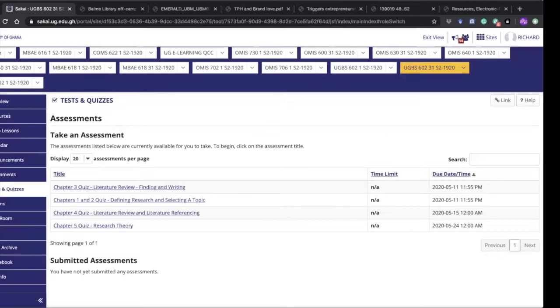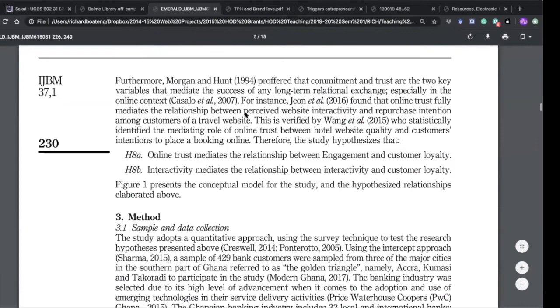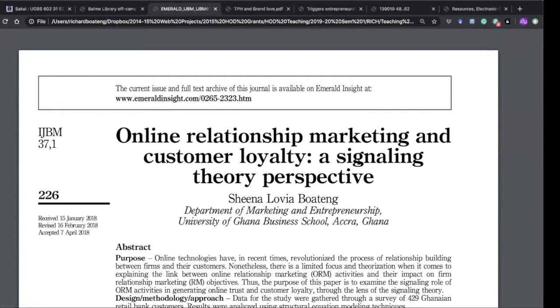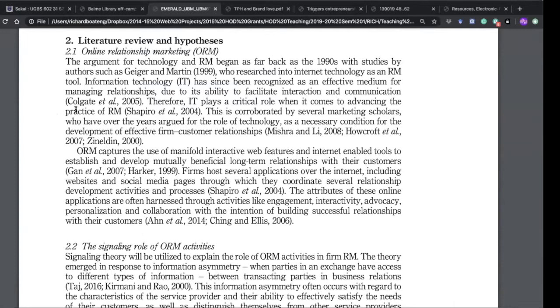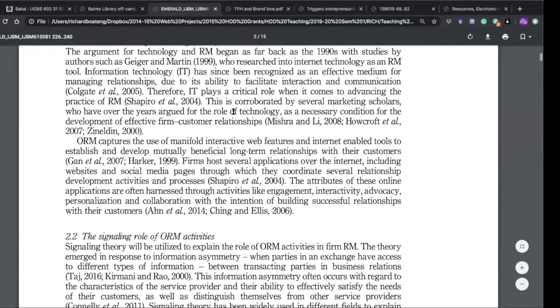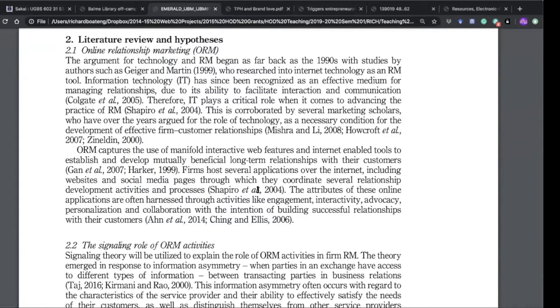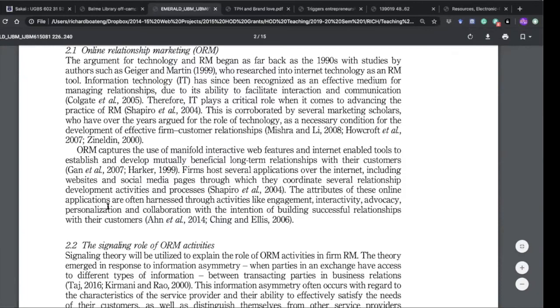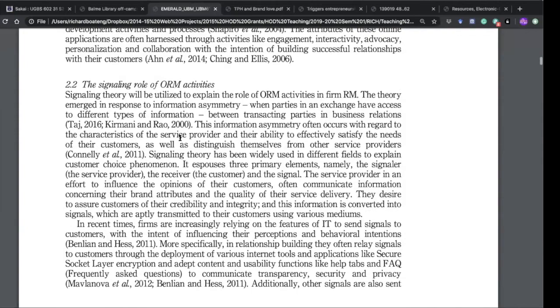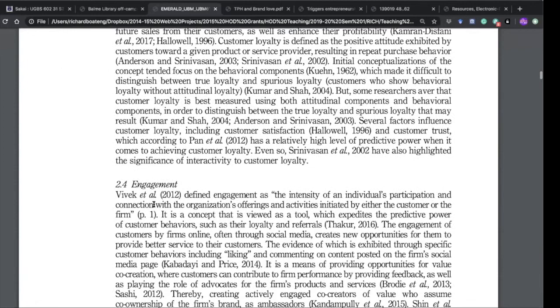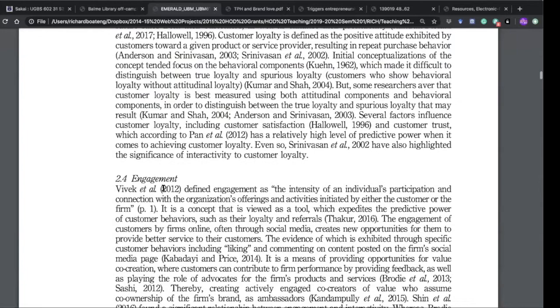Now, this is the paper that was written: online relationship marketing and customer loyalty, signaling theory perspective. If you scroll down, look at the literature review. He starts by discussing online relationship marketing, then goes on to discuss signaling theory, explaining the theory. For online relationship marketing, he talked about the different types of activities: engagement, interactivity, advocacy, personalization, and collaboration. Signaling theory is explained in relation to online relationship marketing activities. Then he talks about customer loyalty, then discusses the relationship marketing activities I talked about, engagement and then interactivity.